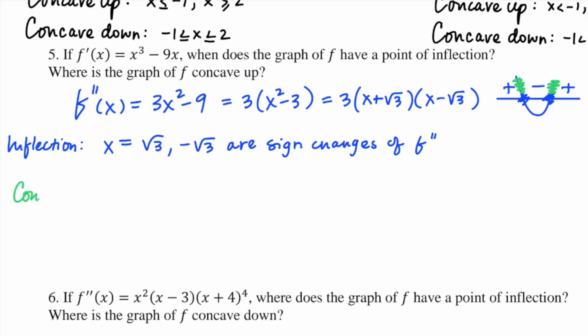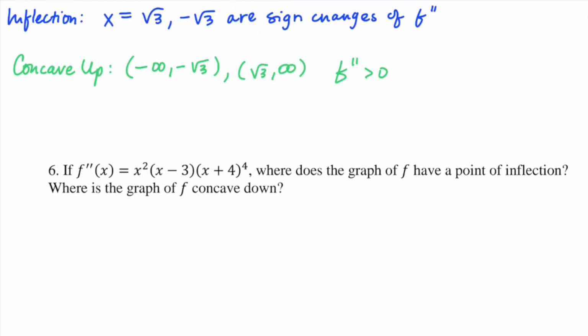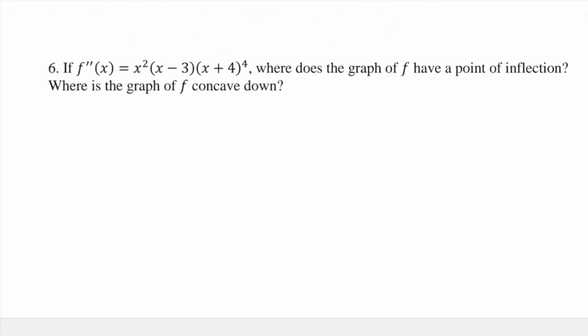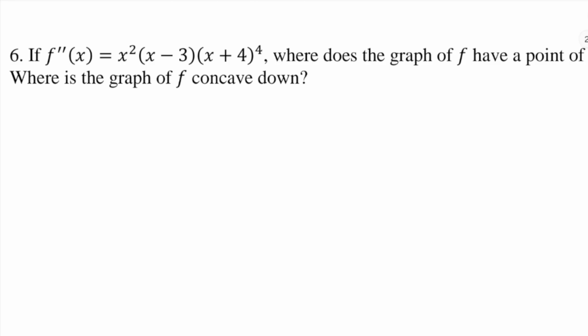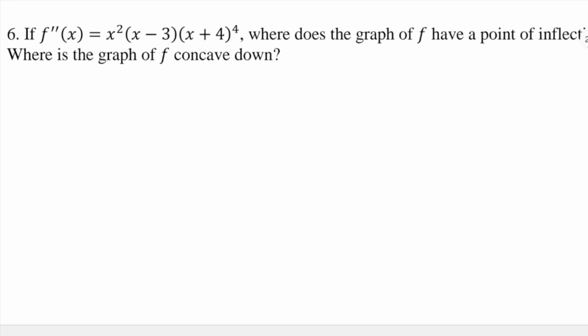So as for where the graph is concave up, I would say that's going to be negative infinity up to negative square root of 3, and also square root of 3 to infinity. Okay, and I would say that's because f double prime is greater than 0. Now we're going to get f double prime factored and asked about a point of inflection. So this is really just about the sign chart or the sketch of the graph.